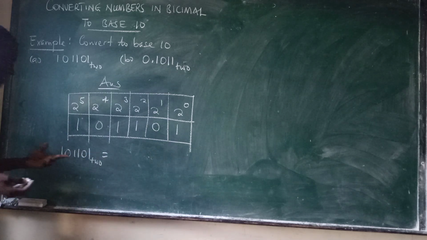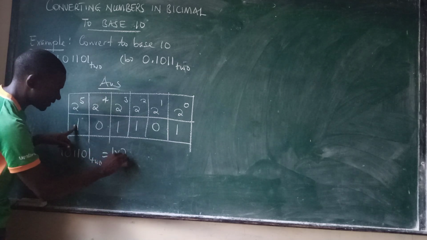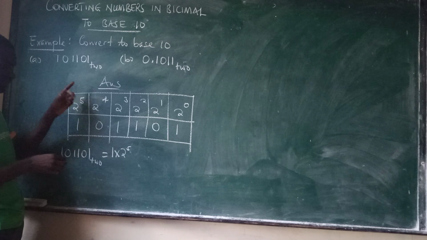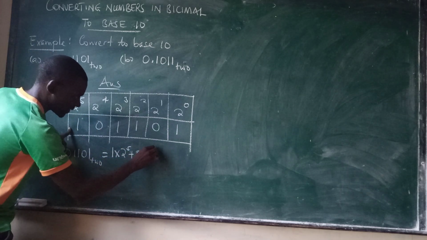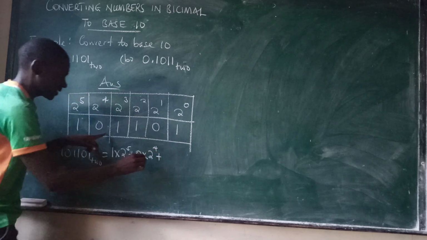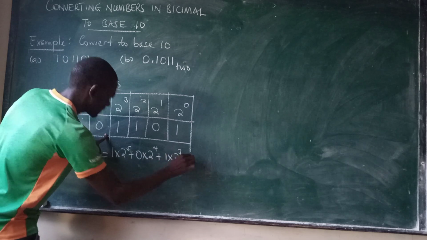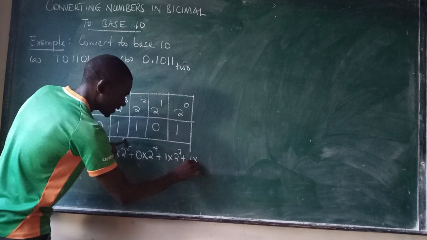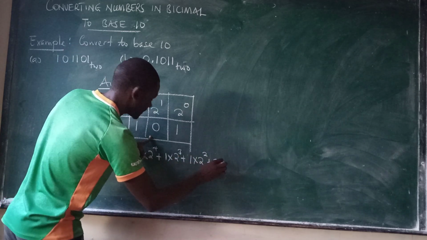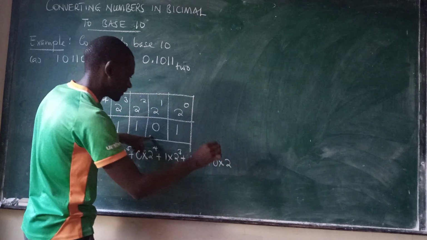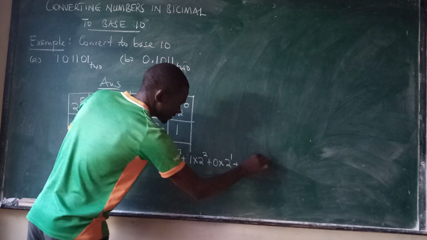if we want to change it to base 10, then we'll say 1 times 2 power 5. We just multiply these the way they are, plus 0 times 2 power 4, 1 times 2 power 3, also 1 times 2 power 2, then 0 times 2 power 1, and lastly 1 times 2 power 0.